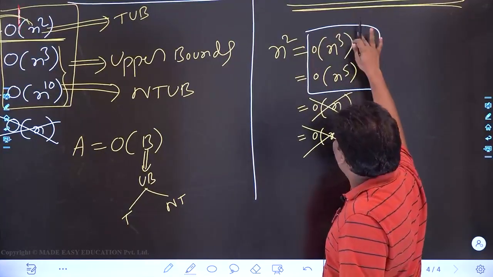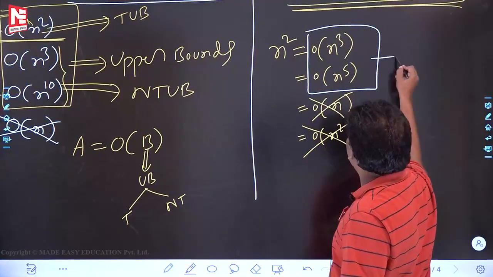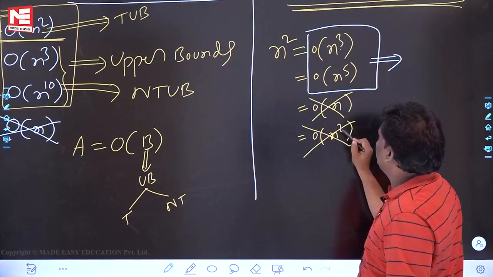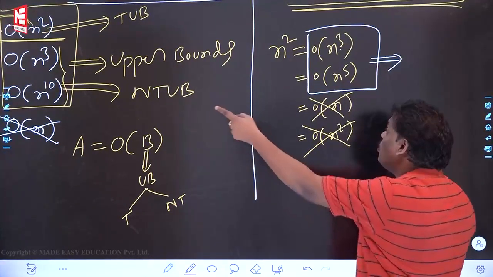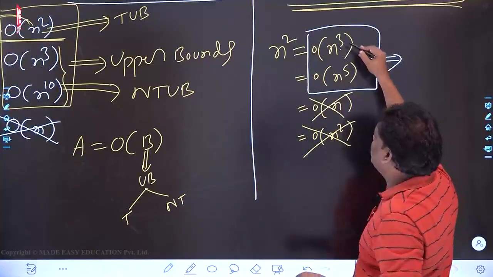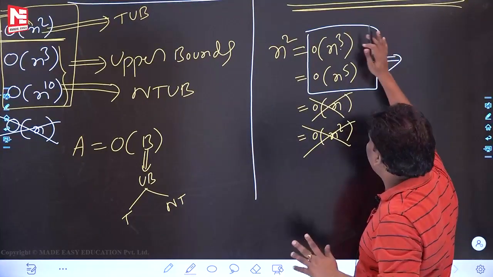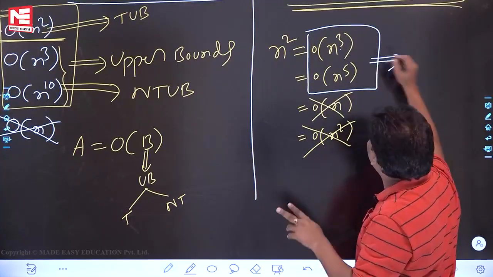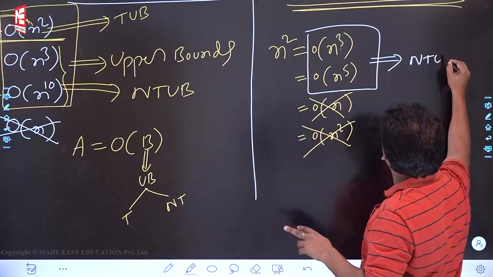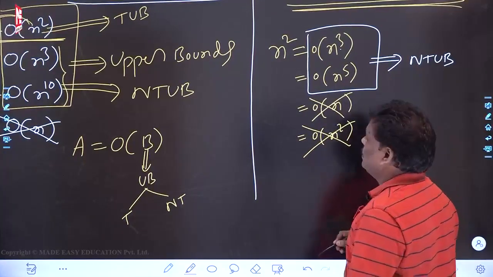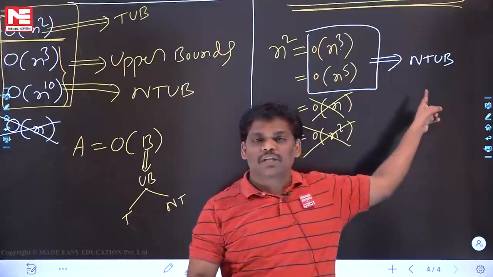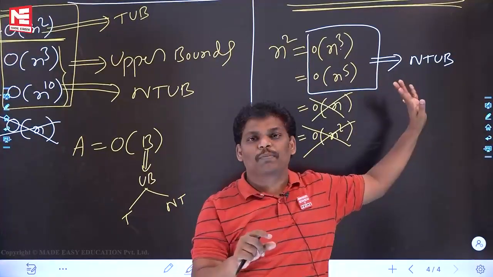In the small O notation, what will be there on the right hand side? Upper bounds which are not tight. Tight ones cannot be there. In the big O, tight ones may be there, but in the small O, the right hand side has greater ones which are not equal. What do you mean? Not tightest upper bounds will be there. So here may be greater or equal, but here, what is the answer? Only greater. Equal ones are not allowed.